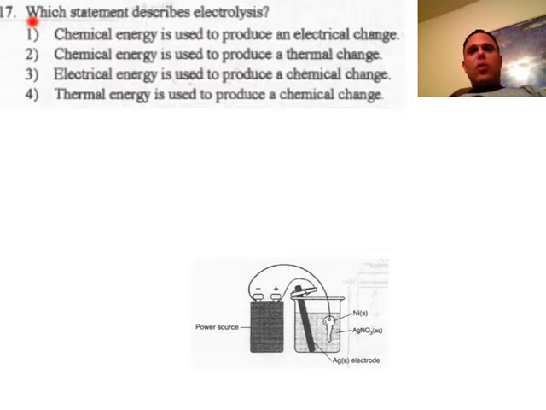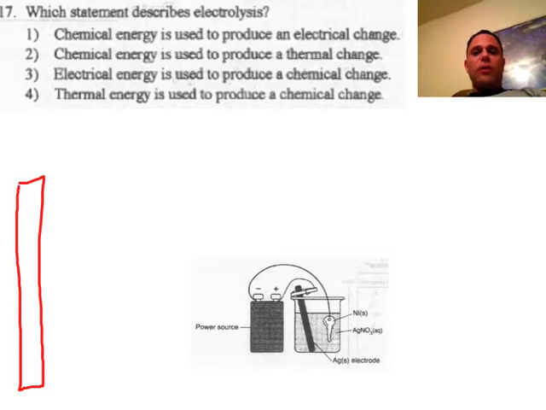Question 17. Which statement describes electrolysis? Well, electrolysis is similar to a voltaic cell in which they are both redox. They are both going to have electrons moving from one substance to another, one being oxidized, one being reduced. But there are some definite differences. In a voltaic cell, we are going to identify the flow of electrons by looking at the element that is higher on the activity Table J versus the lower one, and we know that electrons will move from the higher one to the lower one, and it will give off electricity.